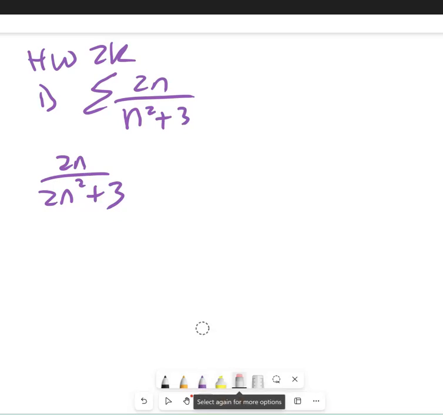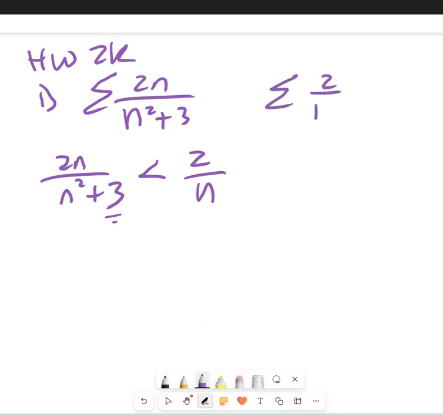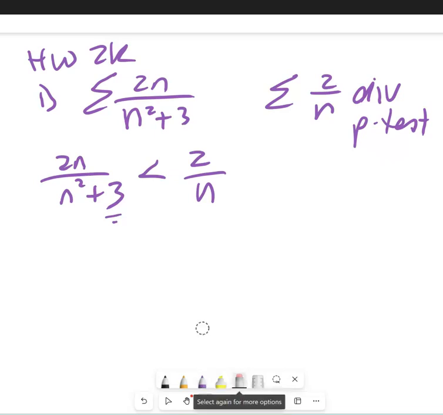Oops, no 2 there. Sorry about that. And then you say, okay, if I take that 3 off, that would have more on the denominator. And I would be left with 2n over n squared. So that gives you 2 over n. So 2 over n diverges by the p-test. So since it's the larger one, BCT fails. And you don't need to write that in your answer, but you know it does.